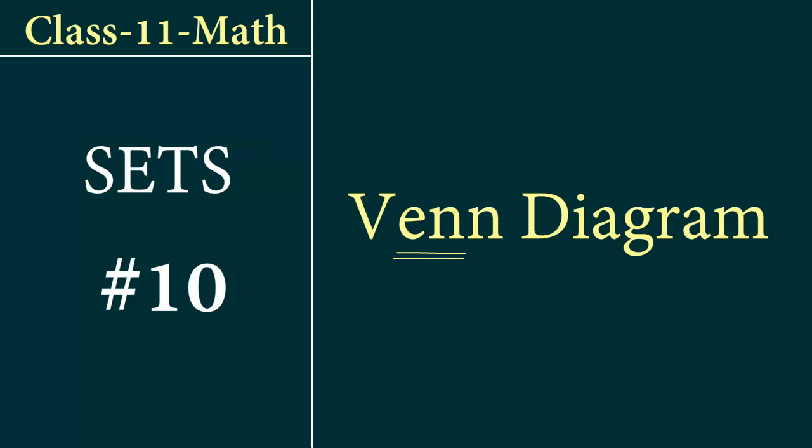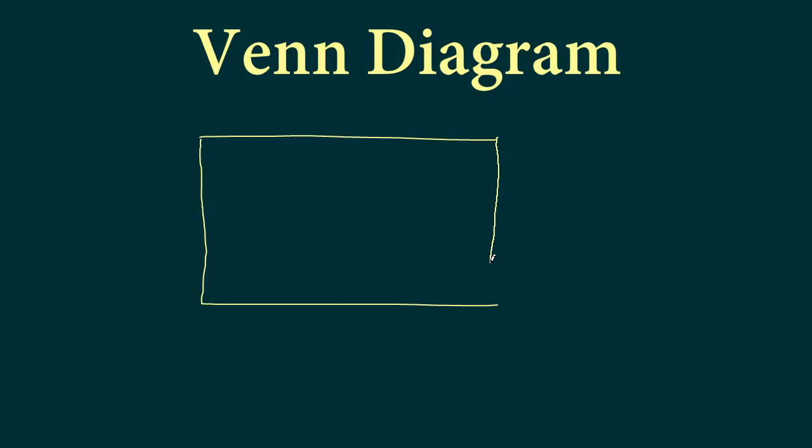So what did John Venn exactly propose? He suggested that we can draw a universal set in the form of a rectangle. So let's draw a rectangle. Let's say this big rectangle represents a universal set. In the last video, we learned what a universal set is.